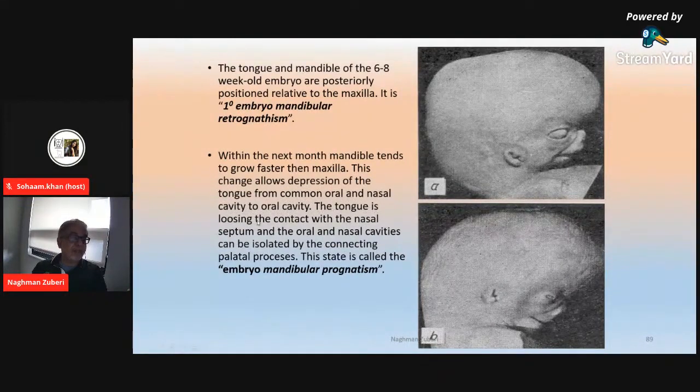The tongue is losing contact with the nasal septum, and the oral and nasal cavities can be isolated by the connecting palatal processes. So this is how the tongue is provided the space to go down. If this is not happening, then there will be chances of developing clefting, because the tongue is not going to regress, it is not going to descend to the lower level, and the palatal shelves are not going to unite.